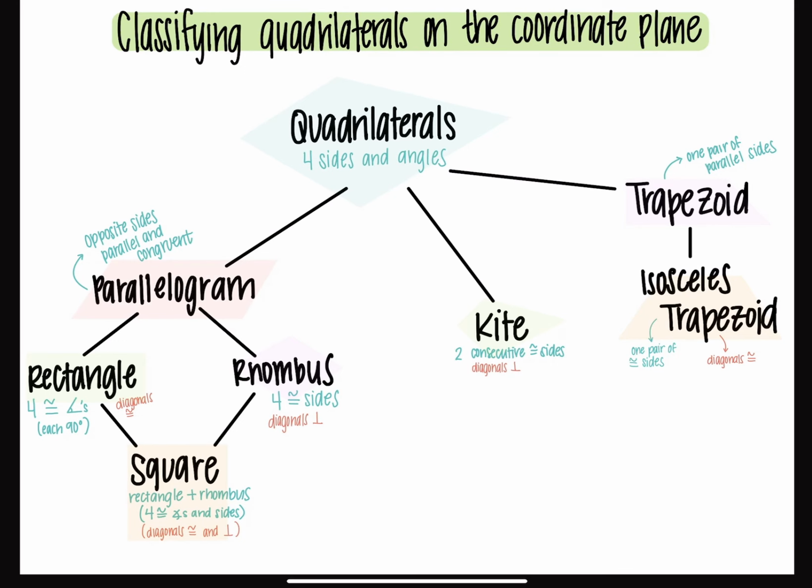Alrighty, so today we are going to classify different quadrilaterals on the coordinate plane. Before viewing this lesson, you should be very familiar with the different properties of quadrilaterals, as well as the slope formula, distance formula, and Pythagorean theorem. If you need to pause it on this page before moving forward, please do.